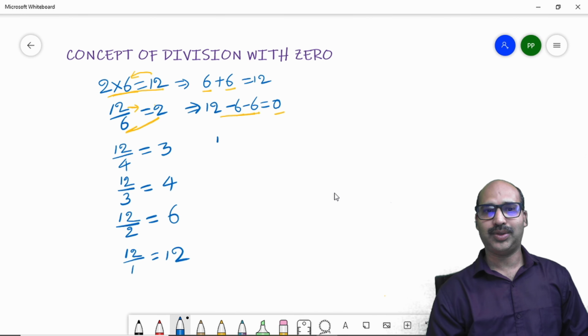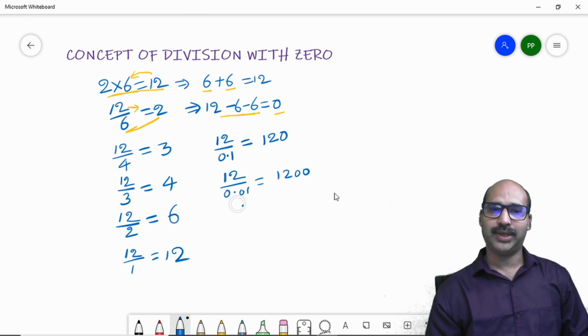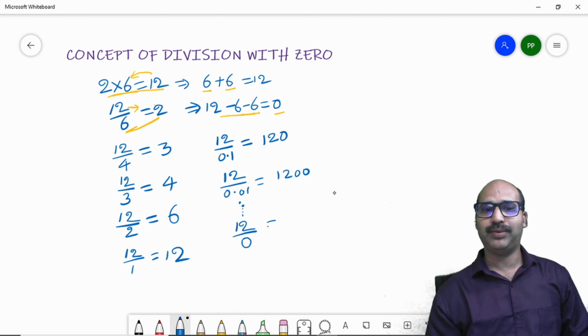So here 12 by 0.1 is equal to 120, because 0.1 is equal to 1 by 10. So 12 into 10 by 1 is equal to 120. 12 by 0.01 is equal to 1200, because 0.01 is equal to 1 by 100. So 12 into 100 by 1 is equal to 1200, and so on. 12 by 0 is equal to infinite, let us assume as of now.